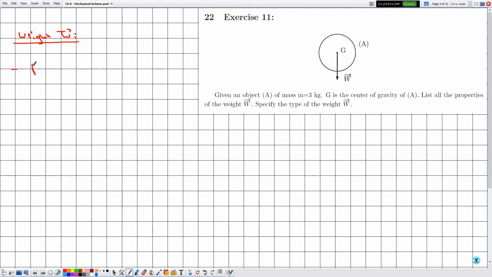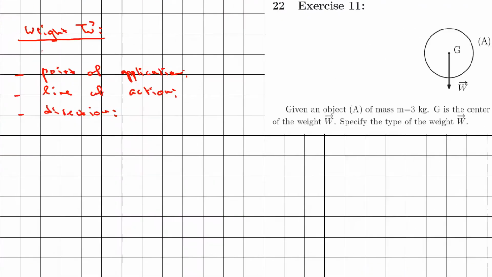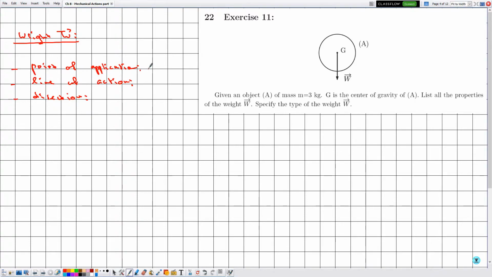Then in this case, the point of application, the line of action, and the direction. So always the three properties of the weight are fixed, and this is given by the center of gravity G. The line of action would be always vertical, the direction is downward.